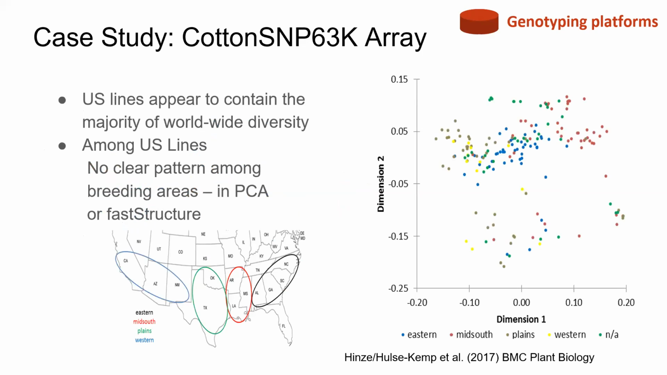Next, we started to ask ourselves, if the US lines do contain that worldwide diversity, is there any clear pattern or separation between cotton individuals that may be potentially adapted to different regions? So there are 4 classified growing regions in the US shown here on the left. We have an eastern region, a mid-south plains, and a western region, and those are colored on the right. And you can just plainly see that there doesn't appear to be any clustering happening with those individuals that have been characterized as coming from those regions.